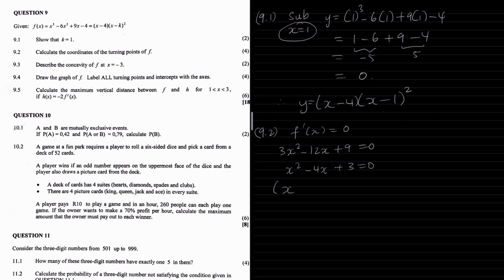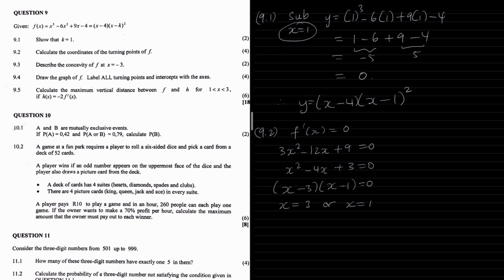Now factorize: x minus 3, then x minus 1, is equal to 0. x is equal to 3, or x is equal to 1. And so this is maybe an alternative way that you could have shown that k is 1, because you have a turning point.